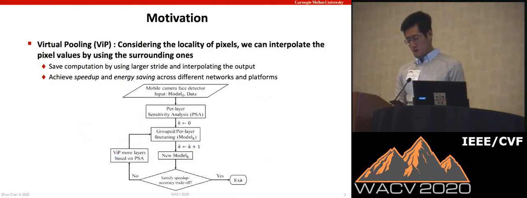So knowing how VIP works on one layer, we then apply it to each convolution layer of the network in a strategic way that optimizes for speedup and accuracy with a provable error bound. Further details will be discussed in my poster session.